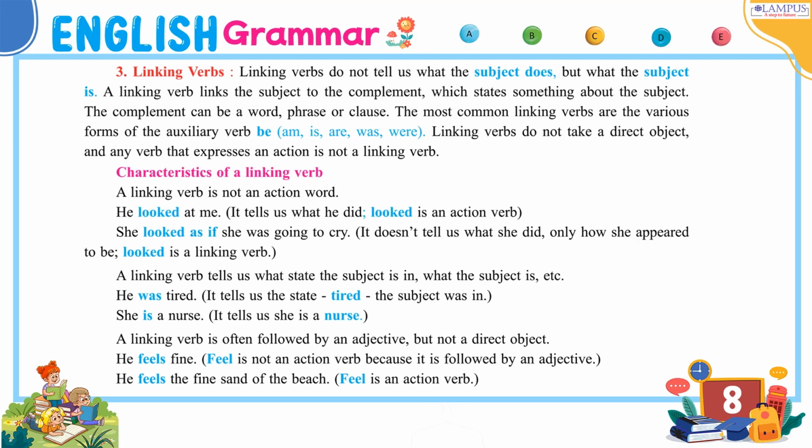A linking verb tells us what state the subject is in, what the subject is, etc. He was tired. It tells us the state, tired, the subject was in. She is a nurse. It tells us she is a nurse. A linking verb is often followed by an adjective, but not a direct object. He feels fine. Feel is not an action verb because it is followed by an adjective. He feels the fine sand of the beach. Feel is an action verb.